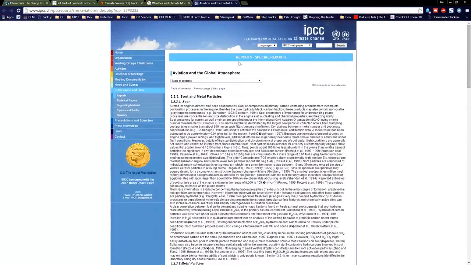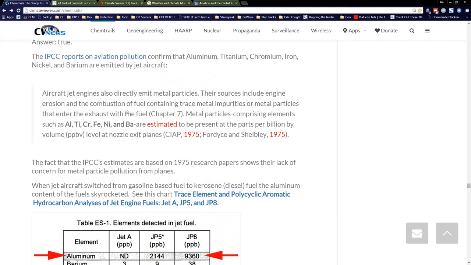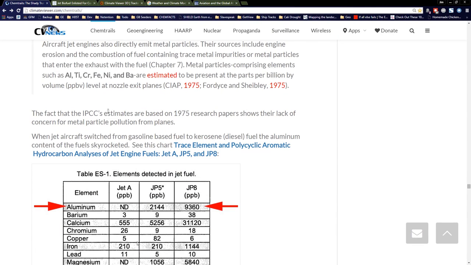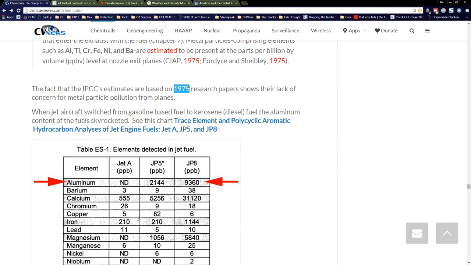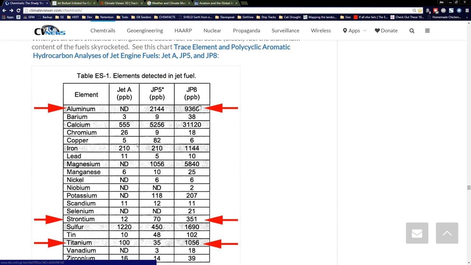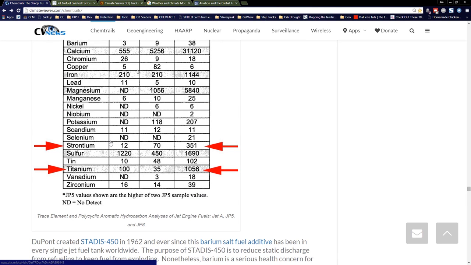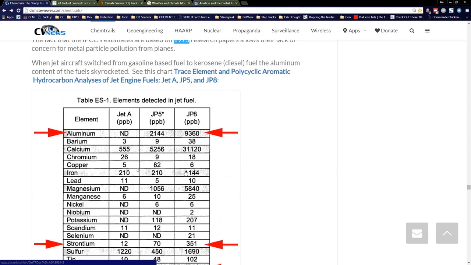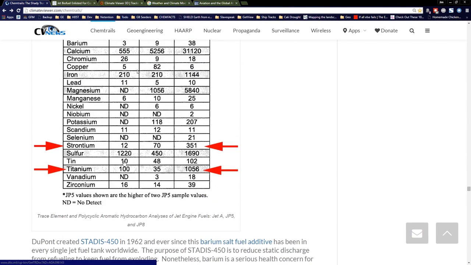And you can see that's right over here. Metal particles in aviation global atmosphere, IPCC. So yeah, they admit that it's coming out of there. They just don't say how much, and they really don't want to talk about it because they haven't looked since 1975. But if we come over here to trace element and polycyclic aromatic hydrocarbon analysis of jet engine fuels, Jet A, JP5, JP8, you can see that JP8 is loaded with aluminum. And they say not detected in Jet A. I find that hard to believe since they're both based on kerosene diesel fuel and they both could randomly have any amount of JP8 or aluminum in them. You also see there's strontium and titanium. Bam, bam. There you go.